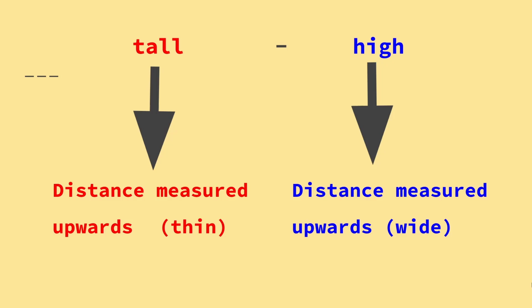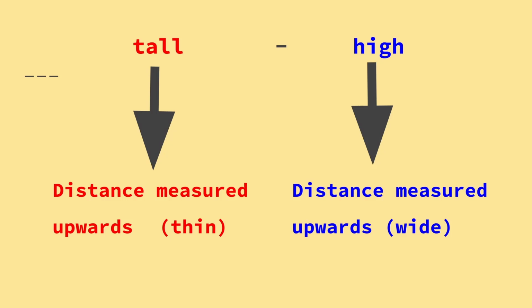Second pair of words are tall and high. We use both tall and high to talk about distance measured upward. We use tall to describe things such as trees and buildings which stand on the ground, extend upwards a long way and are quite thin. We can also use tall to talk about people's height.